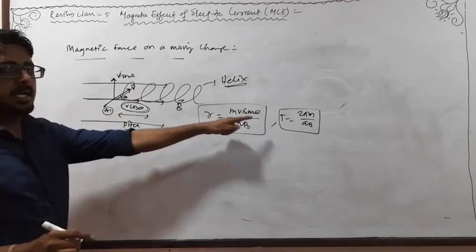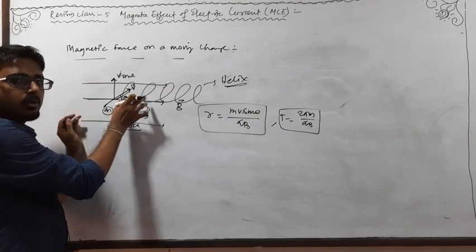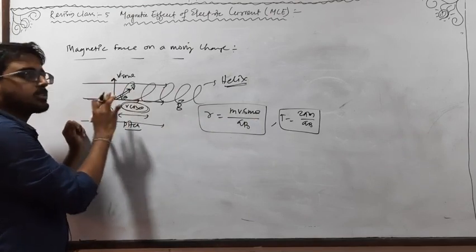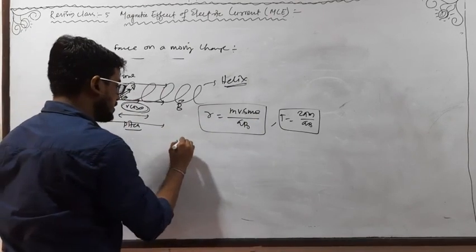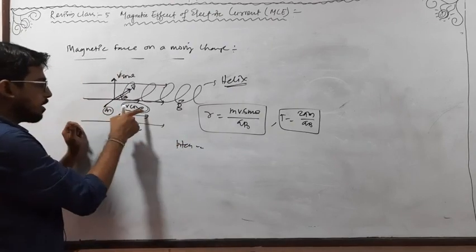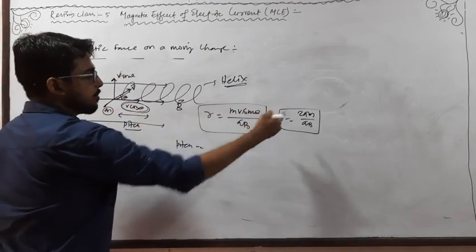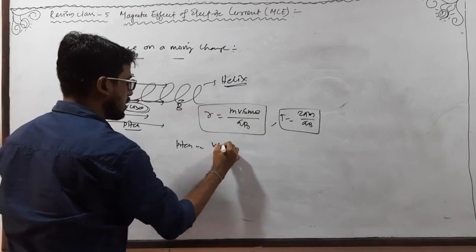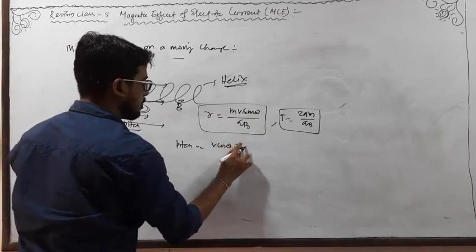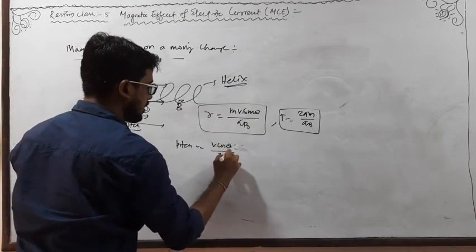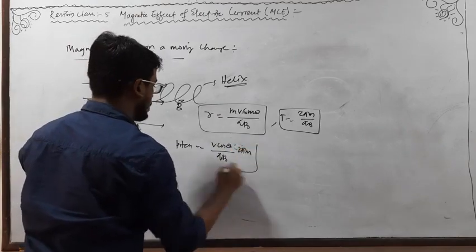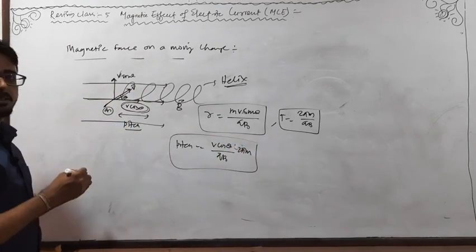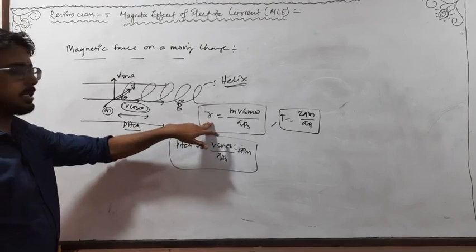In one time period, the linear distance covered by the charged particle is known as the pitch of the helix. So what is pitch? The linear velocity is v cos theta and the time period is 2 pi m by qB. So pitch equals v cos theta divided by qB into 2 pi m. This is the value of the pitch of the helix. You have to remember this formula, and this is the radius of the helix.